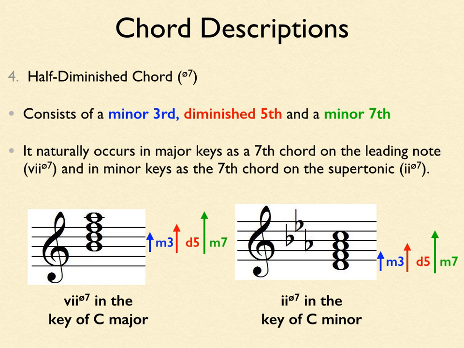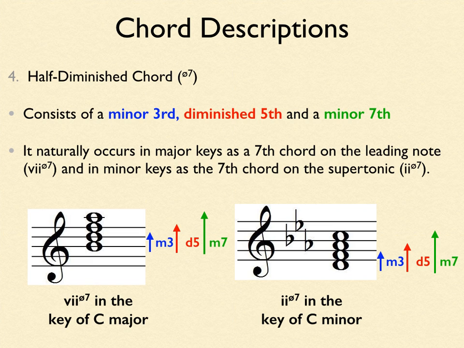Those half diminished chords occur on the supertonic in minor keys, but they occur on the leading note chord in major keys. So the distance between the bottom note and the top note is a minor seventh, so that's what makes it half diminished. So again, if the distance between the bottom note and the top note is a diminished interval, then it's a fully diminished chord. But now the distance between the bottom note and the top note is a minor seventh, so it's only a half diminished chord.